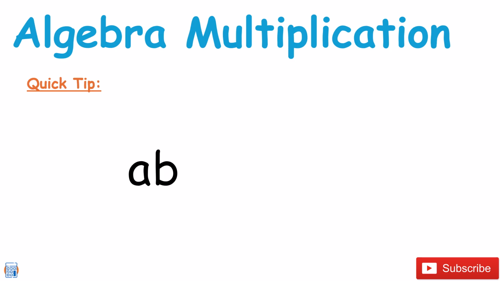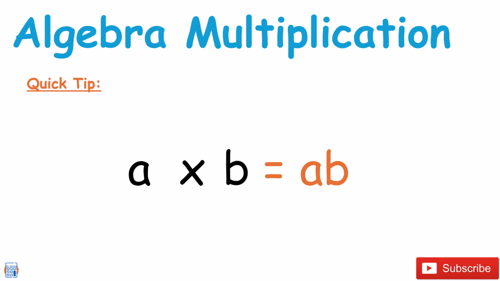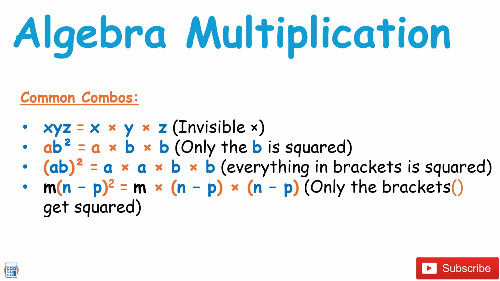Quick tip now, if I give you AB, there's basically a hidden multiplication sign in the middle. So if we bring that out, there it is. So if there's 2 letters together, you're kind of hiding a multiplication. So some common combos now, XY, YZ, all of them have multiplication signs in the middle. The multiplication sign is basically invisible.